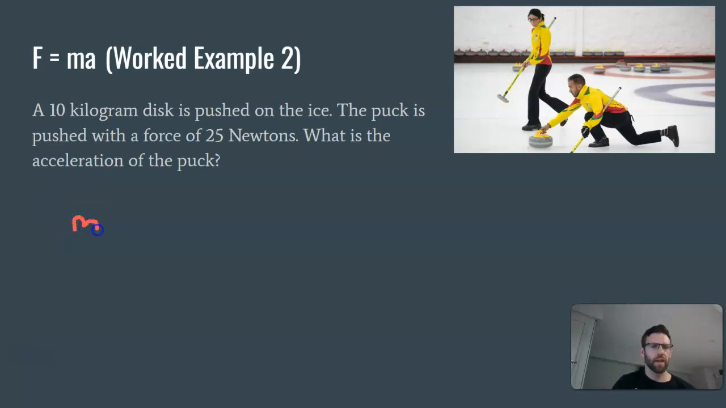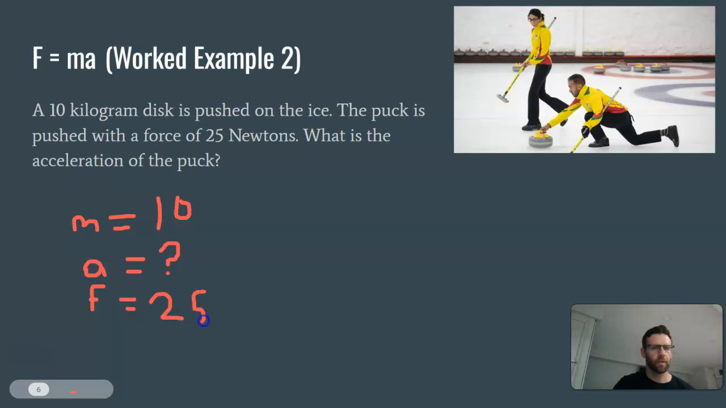So let's say we have mass. Again, same setup as last time. We write out our variables. We have a mass of 10. We don't know our acceleration, so I'll put acceleration as a question mark, and that's what we're actually trying to find. The question is saying that that's what we're supposed to find. And then F is equal to 25. Okay. So here, again, we're going to use that same equation, F equals MA.